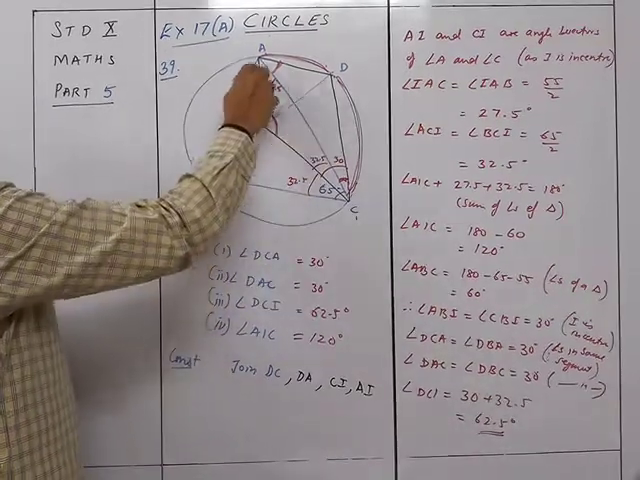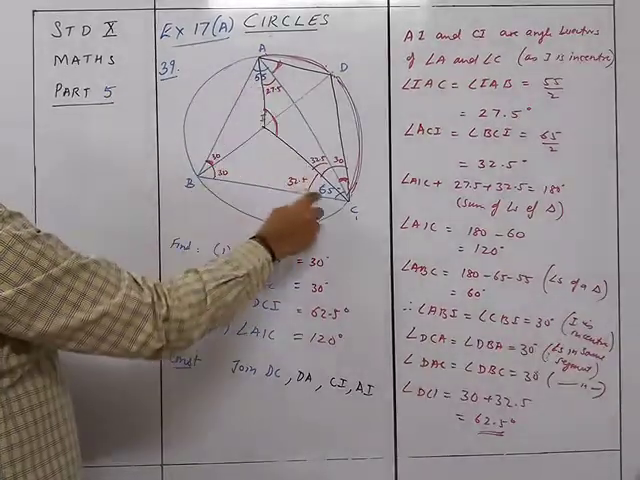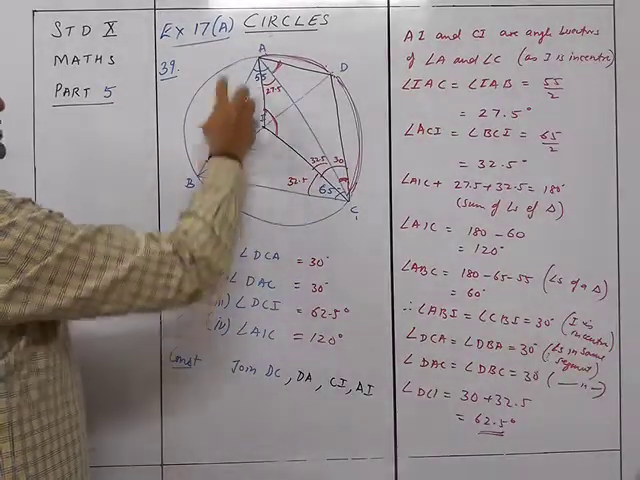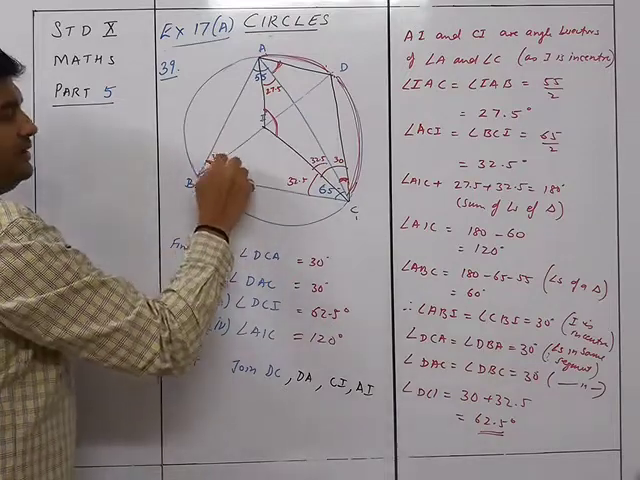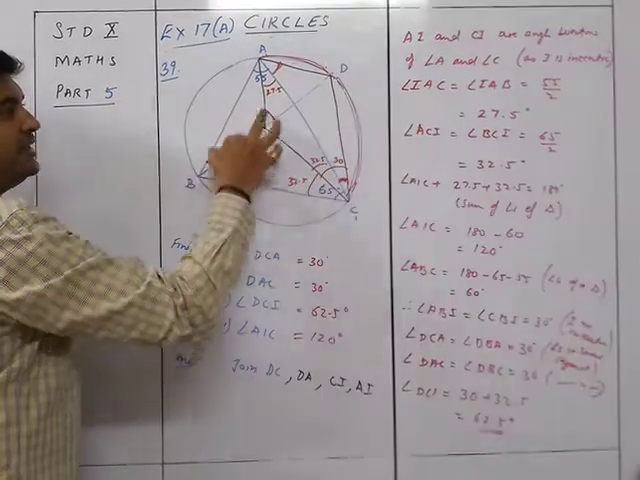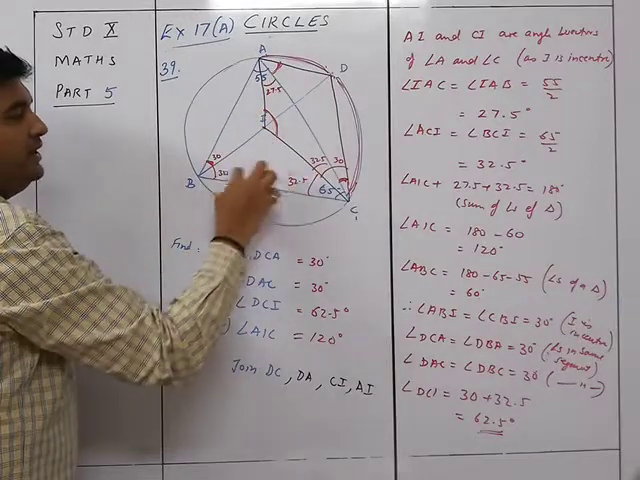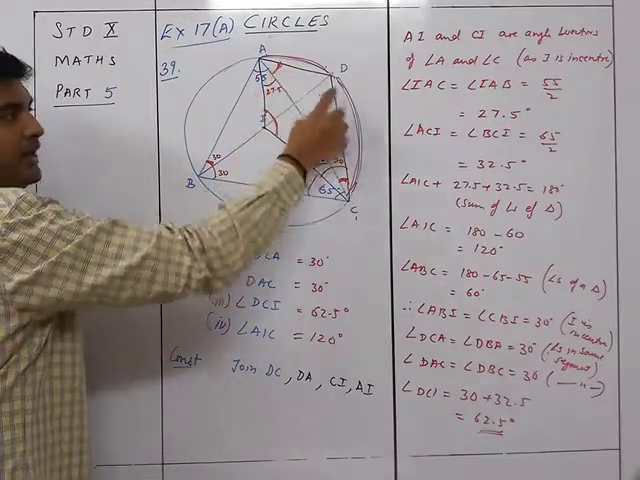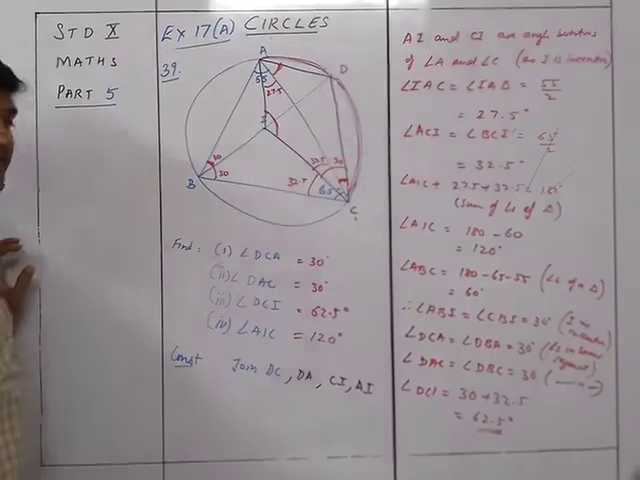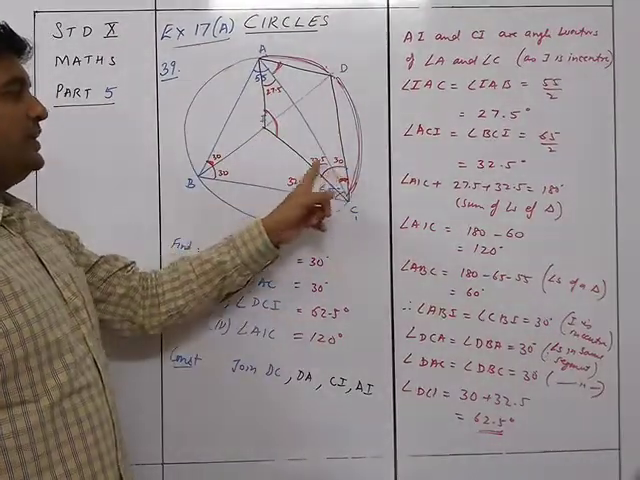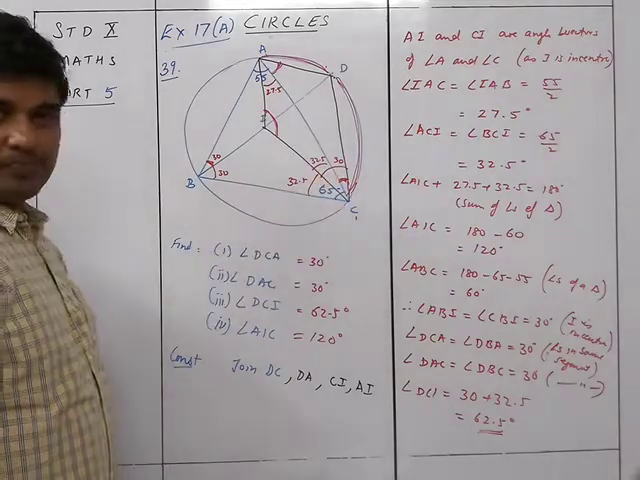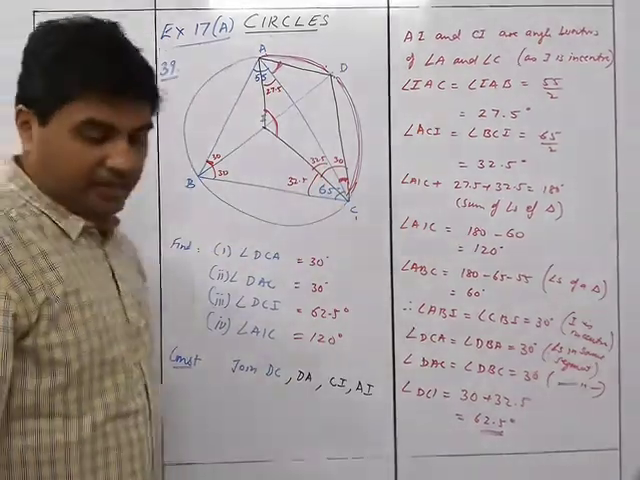Next is, in the triangle ABC, this is 55, this is 65, so this will be 60 because the sum of the angles will be 180. If this is 60, then in a circle this is 30 degrees. If this is 30, then this is 30, this is 30, this is 30, this is 30, because angles in the same segment. That's why 30 degrees each. And then you know this is 30 and this is 32.5, so 62.5. So there was sum number 39.